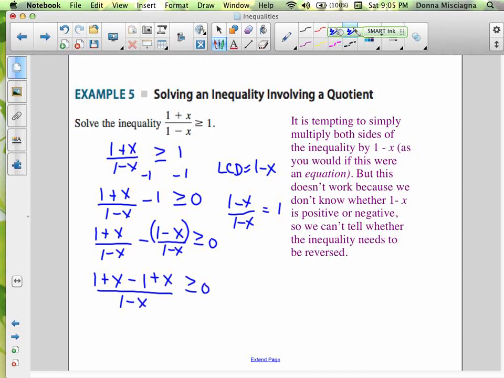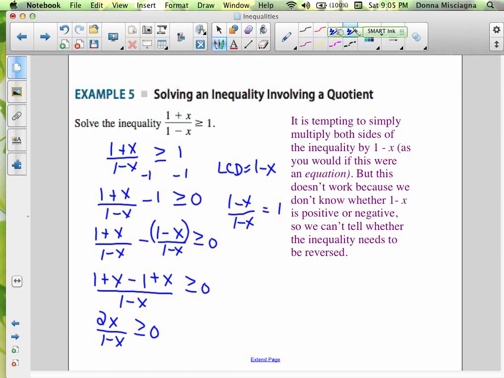Now let's combine the like terms. We have two positive x's, so x plus x is 2x. And then we have 1 minus 1. That's 0. So 2x is our numerator. Our denominator is 1 minus x. It's greater than or equal to 0.